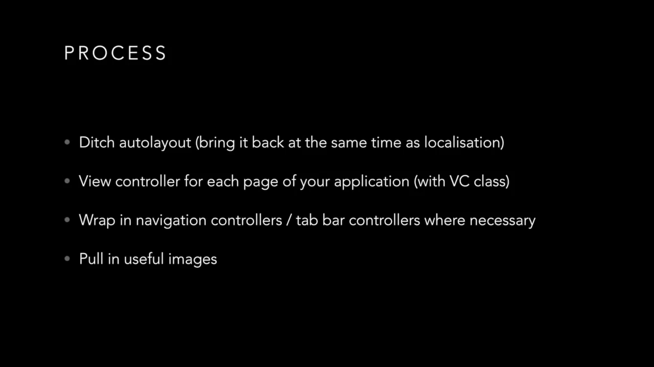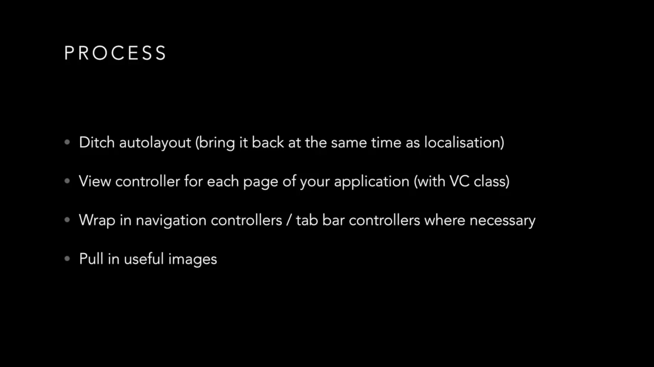Okay, so a few things that I've learned. So firstly, ditch auto layout from the start. You can always bring it back later. It's something that is frustrating, and in most apps that I've done, I get about halfway through the app using auto layout and everything's broken and frustrating and takes hours, and then I turn off auto layout and everything suddenly works. So you can always bring it back. Generally with apps, I do bring it back just so it's more responsive across the devices. And especially with multilingual. So I'd usually do it at the same time as localization.